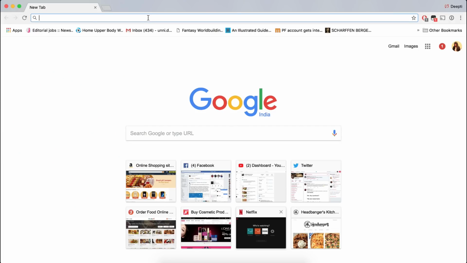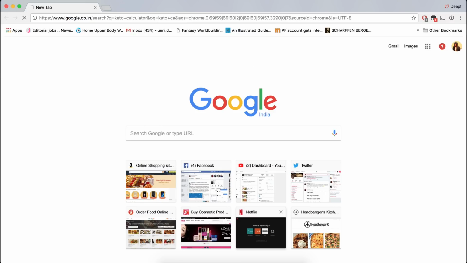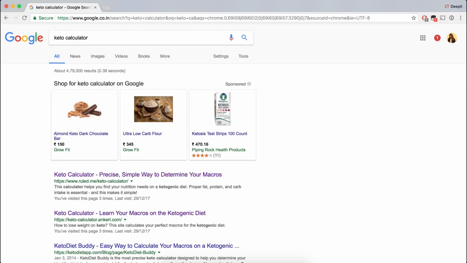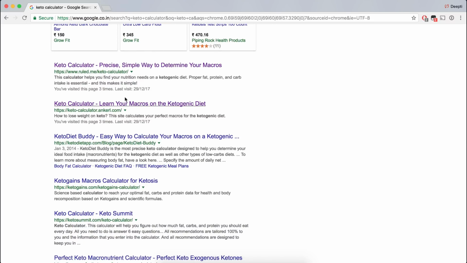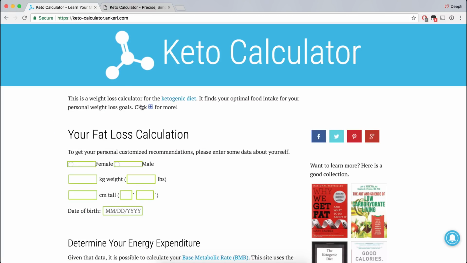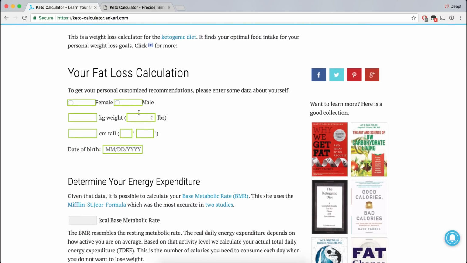Alright guys, so on the keto diet, Google is your best friend, and to start calculating our macros, we need to look for a keto calculator. This is going to help us figure out our macros. Now, if you can see here, we've got two keto calculators that I have previously used. One is from rule.me, which I'm going to open up in a new tab, and the primary one that I have used, which is this website, anchor.com. So it's pretty simple and pretty basic, and I'm going to put in my information right now.